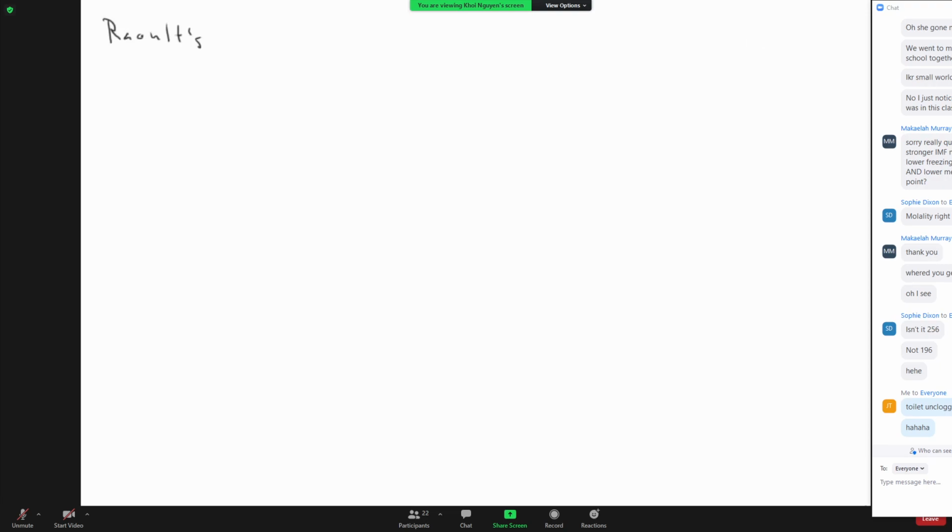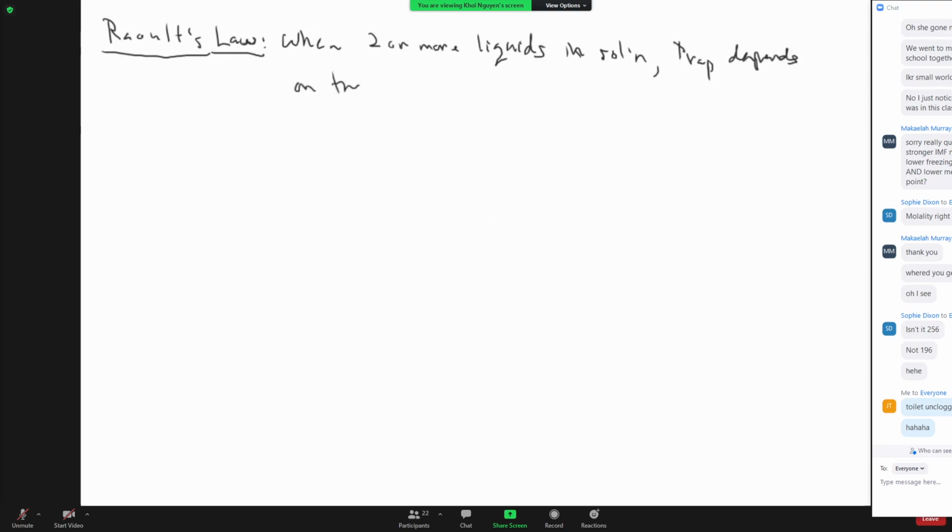So Raoult's law takes into account when two or more liquids are in solution, the vapor pressure depends on the mole fraction of each.